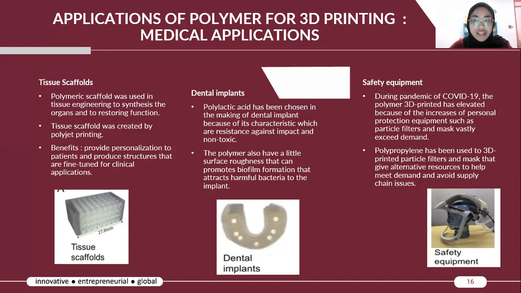3D polymer printing has recently gained interest in tissue engineering applications, where material, process, and design strategies all play a role. Polymeric scaffold is used in tissue engineering to synthesize organs and to restore function. Tissue scaffold was created by PolyJet printing.